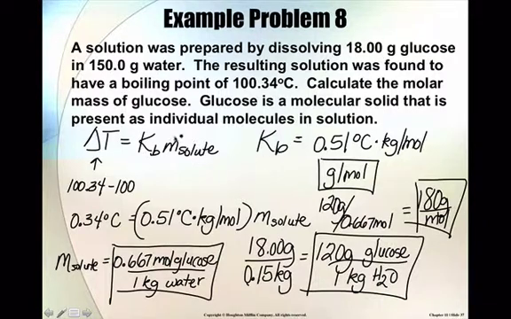So the first thing we did was we solved for molality using the information from the problem, and then we kind of left that alone for a second. Then we went back up into the problem and we looked at grams of glucose per grams of water, and I converted that into grams of glucose per kilogram of water to match my molality. And then I was able to take my grams and my moles and divide them to come out with the molar mass.